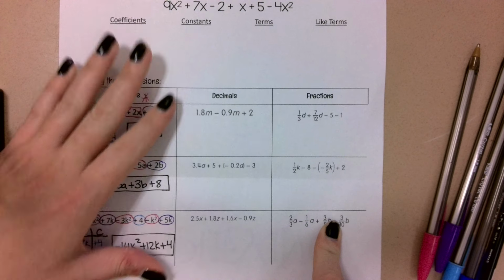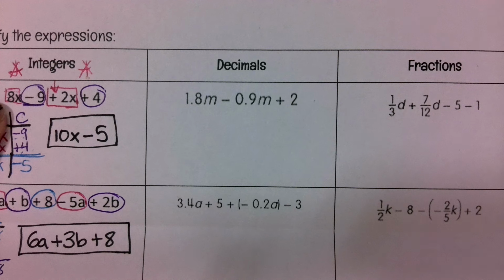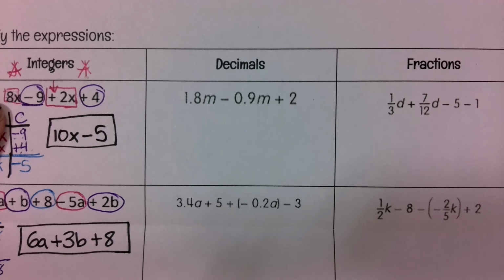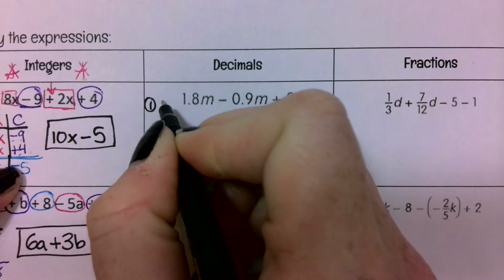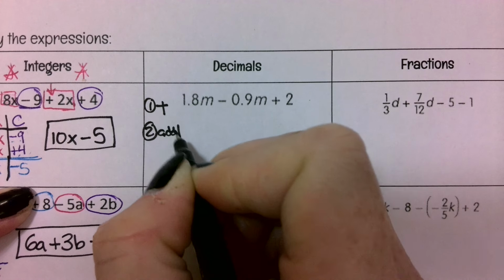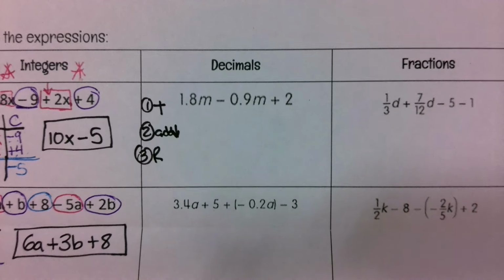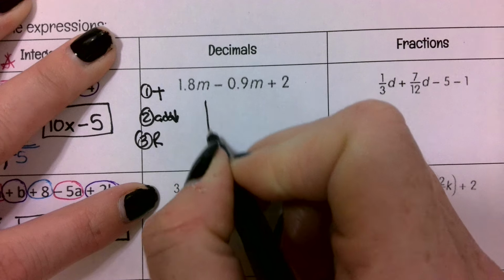Mixed numbers will work the same as fractions. Okay, so the same rules apply for decimals and fractions. You're going to follow the same 3 steps. Step 1, you're going to make your T-chart. Step 2, you're going to add down. And step 3, you're going to rewrite. So let's go ahead and start out with our T-chart.